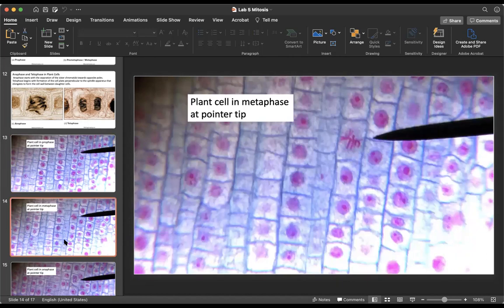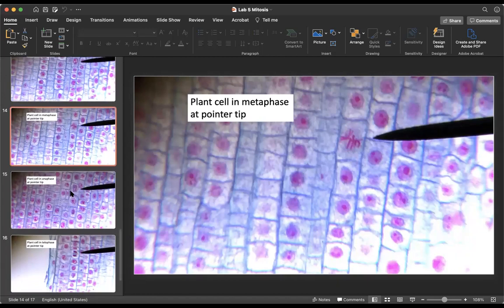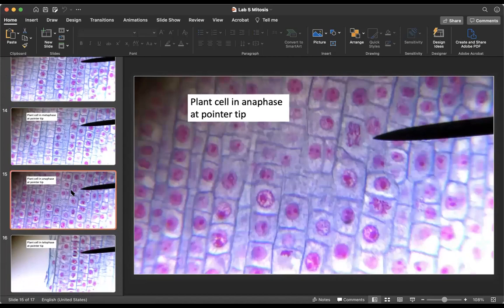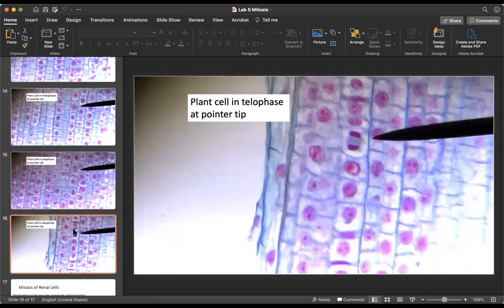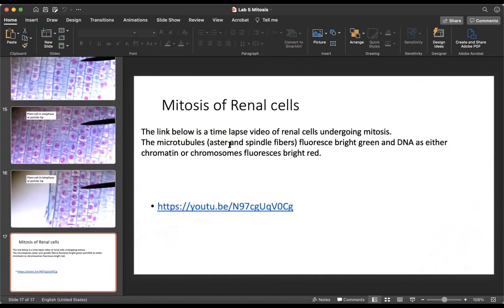Again, metaphase in plants is a little bit more sloppy than metaphase in animals, but you should still be able to recognize this as metaphase. Anaphase, you see those chromosomes starting to pull apart. And then telophase. Again, in the animal, we're looking for the cleavage furrow. In a plant, we look for the formation of the cell plate as our indicator of telophase. Again, I won't have any questions on this mitosis of renal cells. It's just an interesting video to watch if you can.